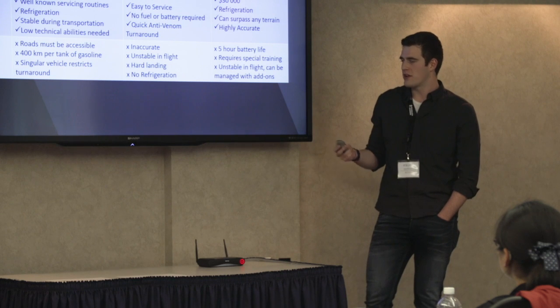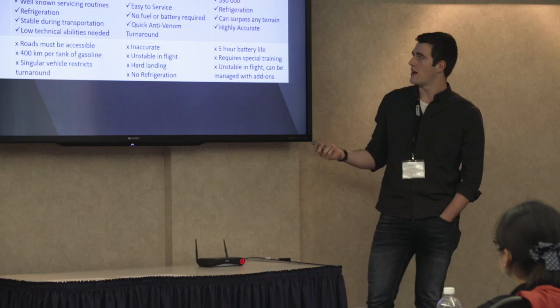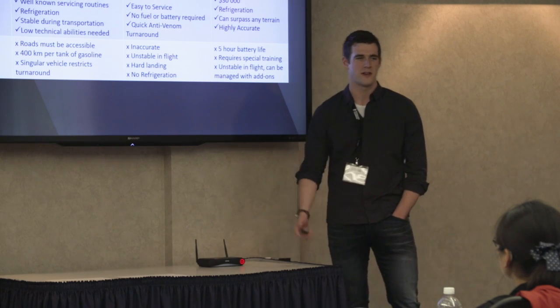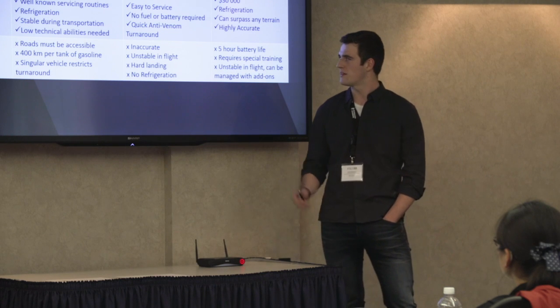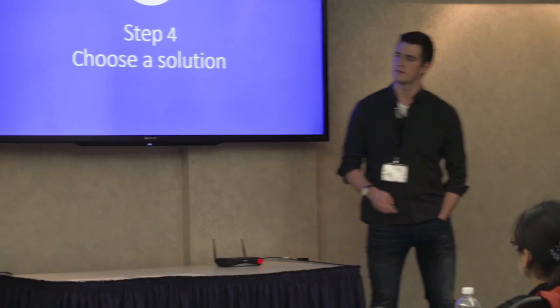$30,000 for development, training, whatnot. You can put a refrigeration system on it if you're nice and advanced like that. It can surpass any terrain, but it has battery life, right? You don't want to be flying over someone's field and they shoot it down with a shotgun, right? So you've got to be really careful with the way the drone goes. So we had a lot of pros and cons.